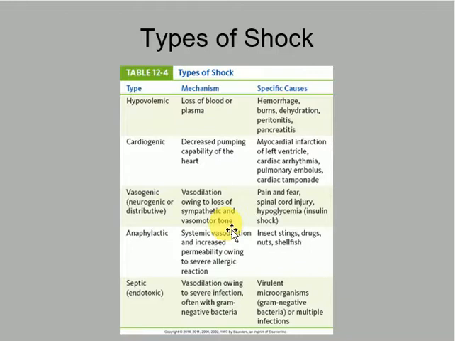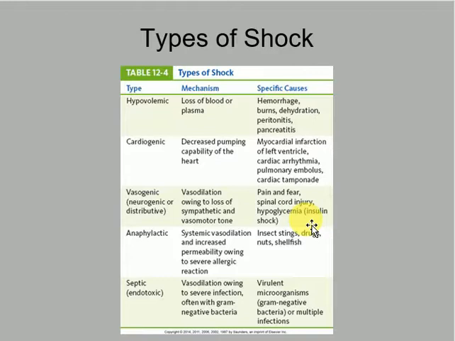And this vasodilation, neurogenic, means severe pain. Sometimes if somebody is exposed to severe pain, they fall down, they get shock, because of sudden dilation of the blood vessels. Severe anxiety can cause that. Even hypoglycemia itself can lead to this type of shock.